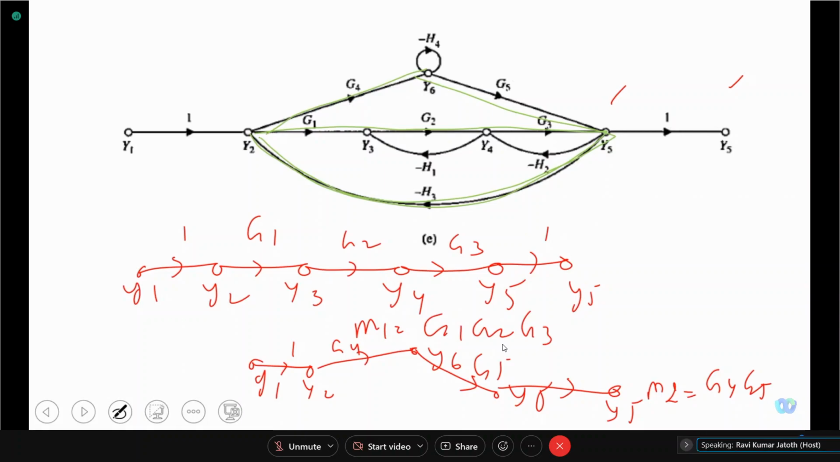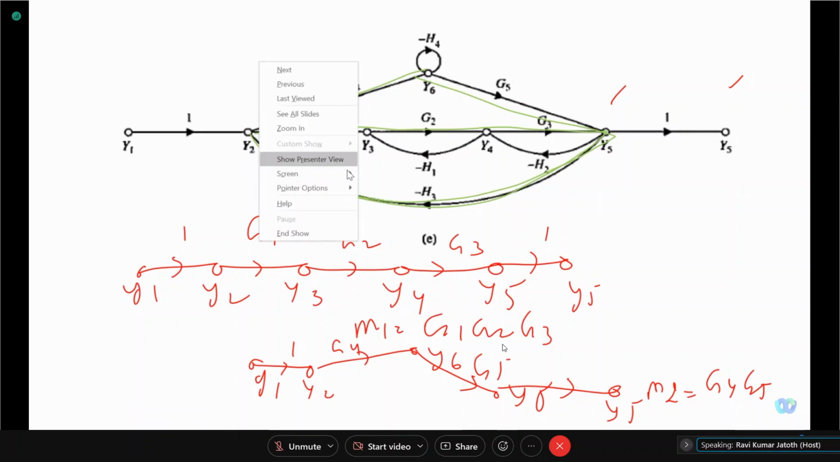Right. This is one more loop. So Y2, is there any other possibility like Y2, Y6 to Y6 and again Y5? No. Y6 two times it is crossing. All right. Okay. So this is loop number 2. Now loop number 3.